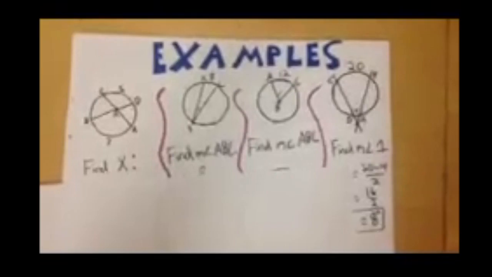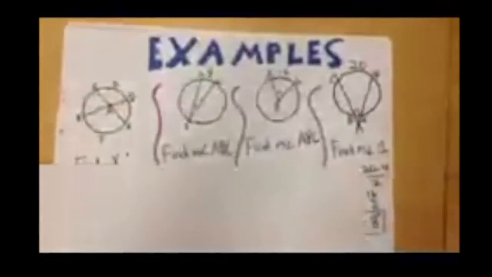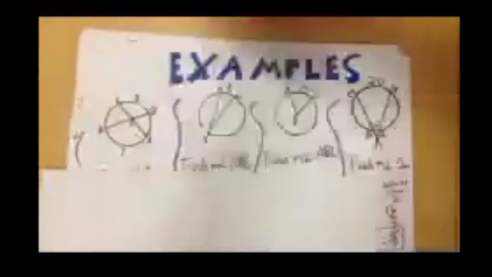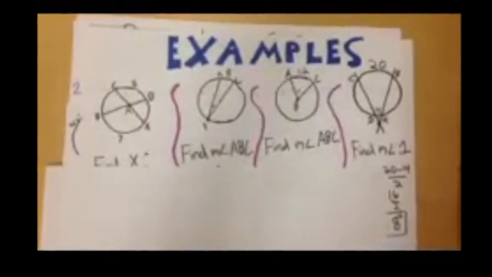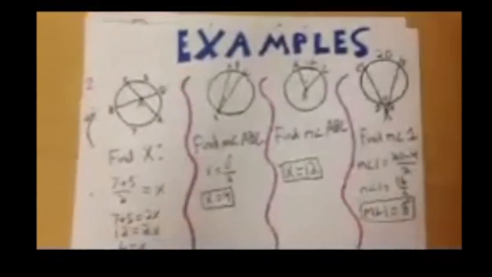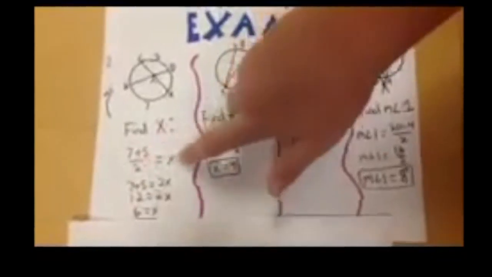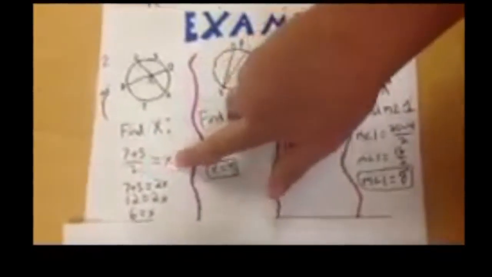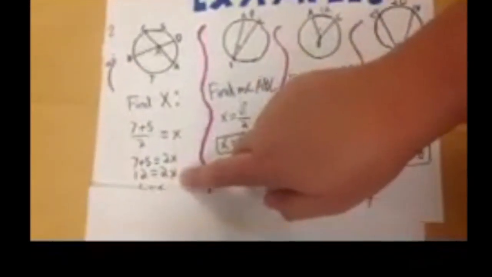So here are some examples. You look at the circle, and you have x on the center angle. When you add 5 plus 7, you have 12, and divide 12 by 2, and that equals x. So down here, when you have 12 over 2 equals x, if you multiply the 2 over, you have 12 equals 2x, and then x equals 6.